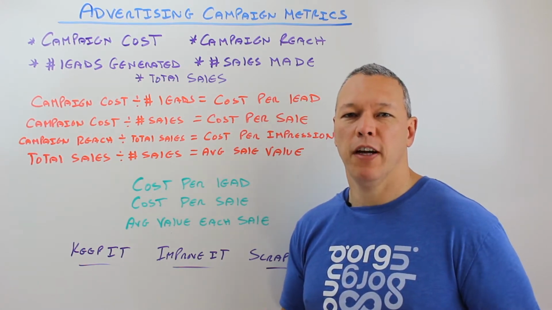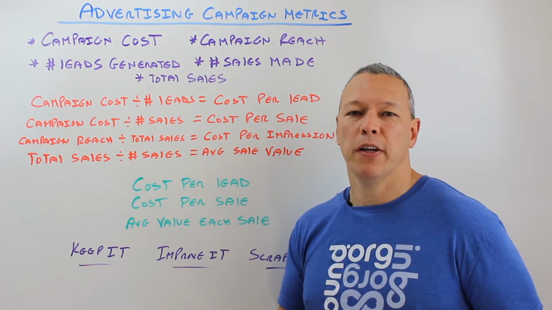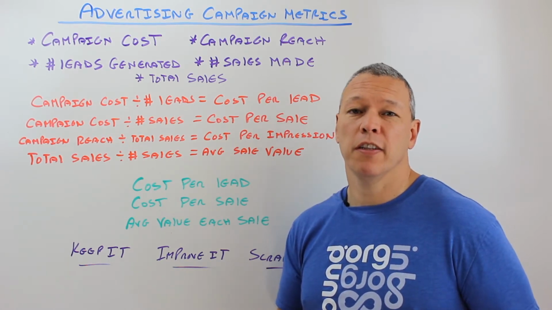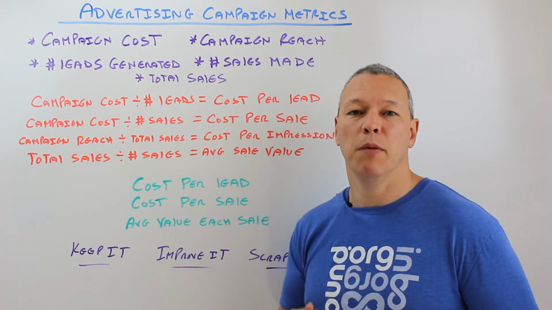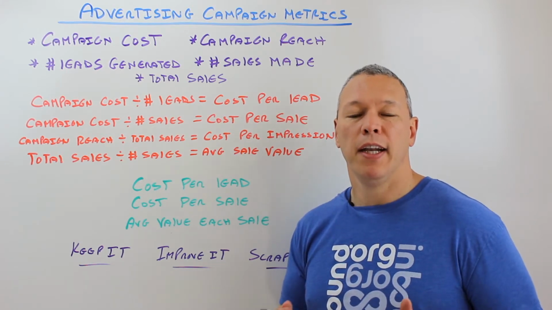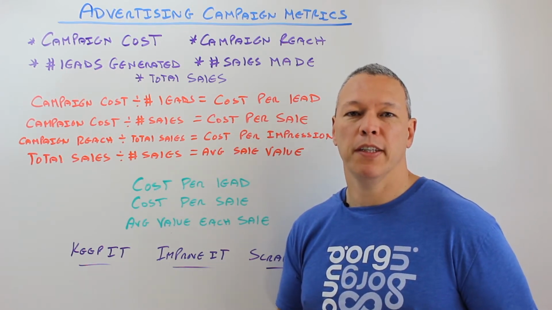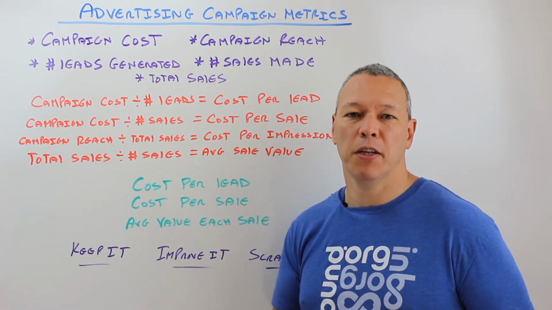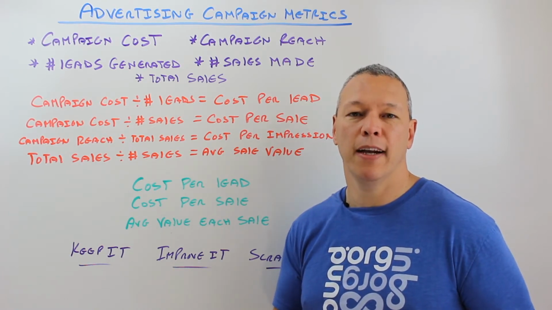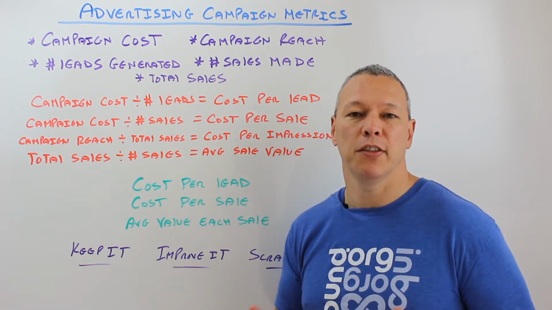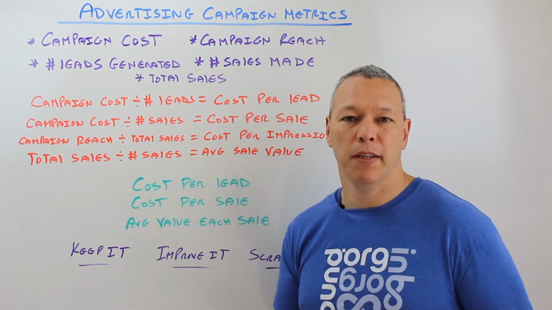Now, when it comes to advertising, the only way you're going to get better and you're going to get good at advertising is if you continually improve your campaigns. And the only way you can improve your campaigns is if you're tracking important metrics for those campaigns, you're analyzing them, and you're making changes and improvements to your ad campaigns.